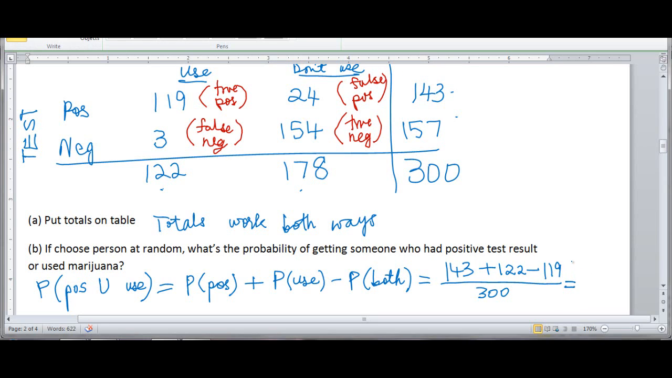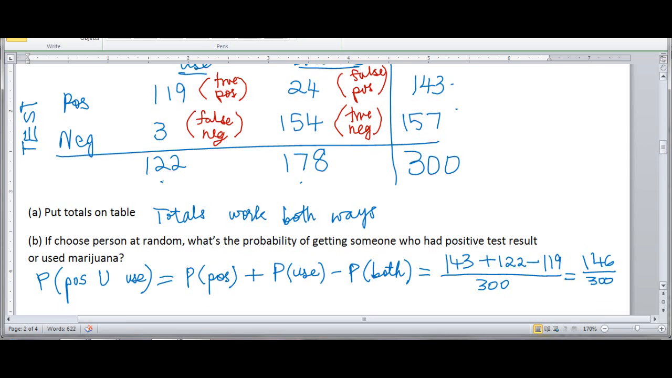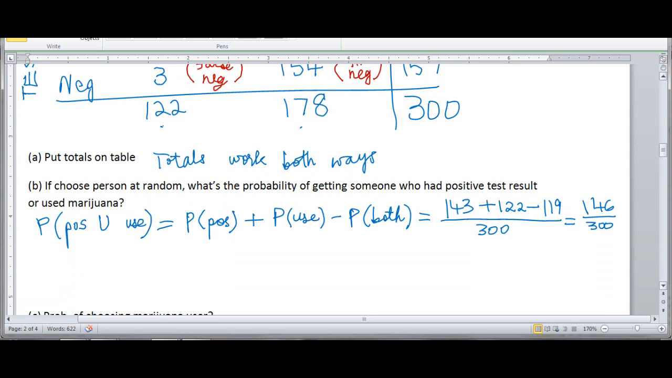So if you do the math there, you get 146. Okay, and you can convert that to a percent, or you can leave it like that. Let me just convert it to a percent just to see what the percent would be. So that is a 48.7% chance that we choose somebody at random and they either test positive or they use marijuana. This is method 1. You can use this method.